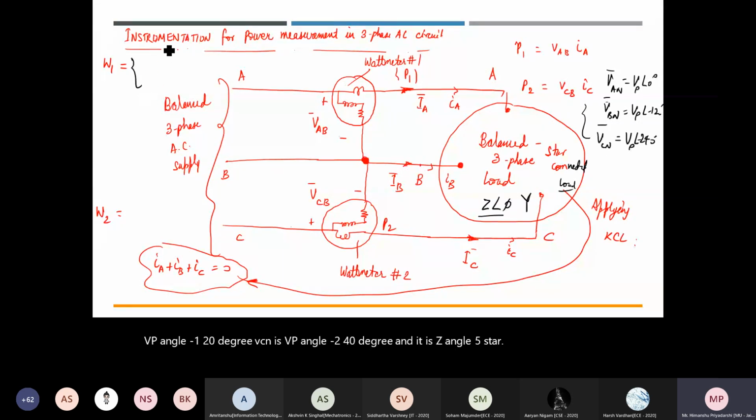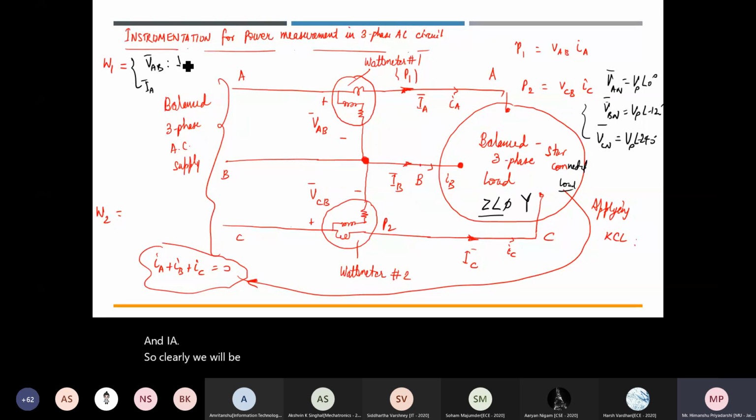Then W1 is reading VAB and IA. So clearly VAB will be what? It will be root 3 VP angle plus 30 degree. And what will be IA? IA will be IP angle minus phi. Similarly, what will be the reading of W2?